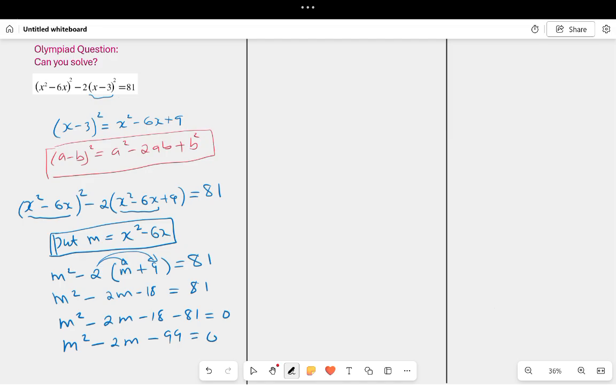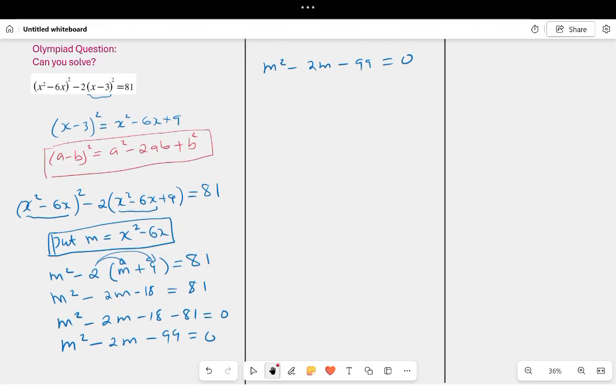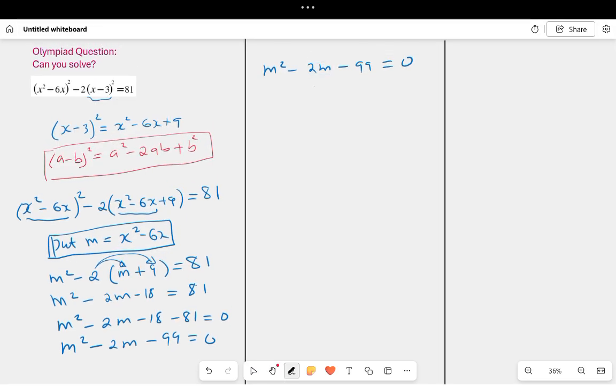Now our next step, we are going to factorize this quadratic equation. So over here we have m squared minus 2m minus 99 equals 0. We are going to look at the coefficient of m, which is negative 2. So we are going to figure out what two numbers, when we add, we get negative 2.